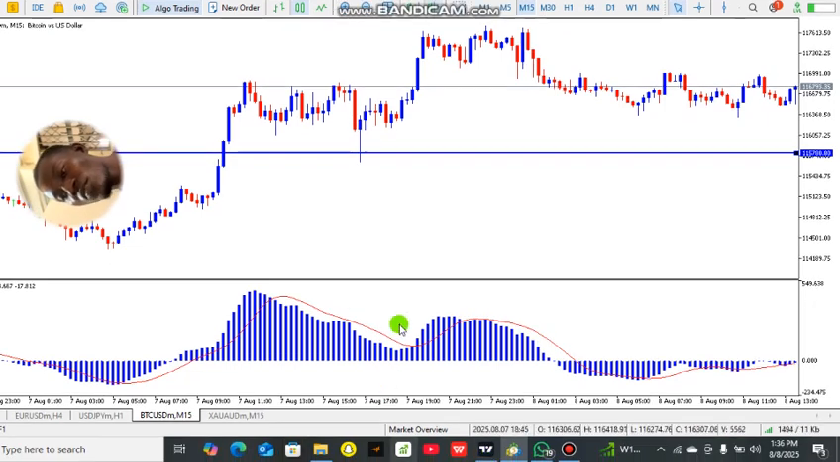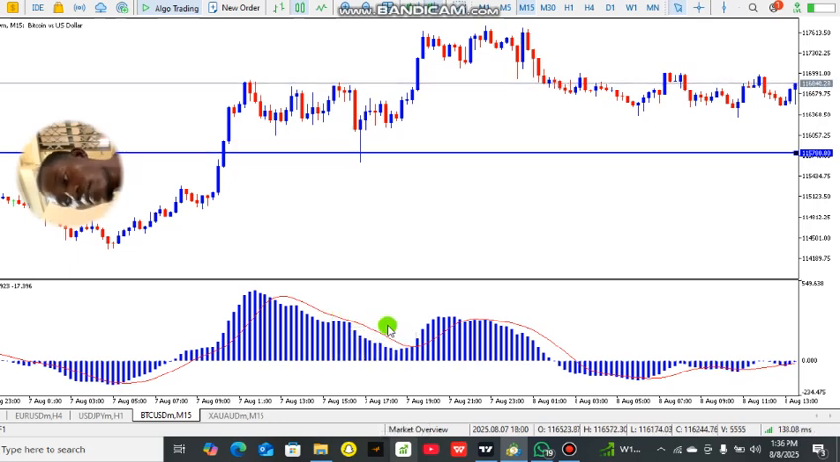So this is how we use the MACD indicator to spot a reversal on the market or a continuation of the market.